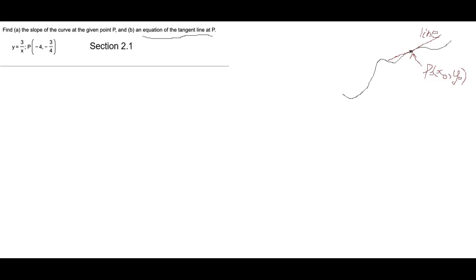And that's why they ask for the slope of the curve at the given point P, right? Once you have the slope, you know the point P, you can create the equation of the line. But here's the issue, right? The slope of the tangent line is the definition of the derivative.